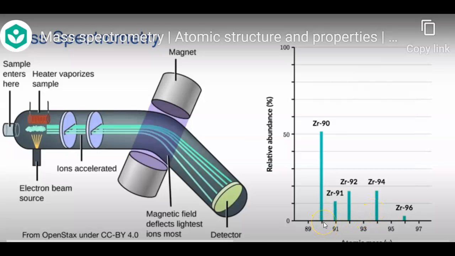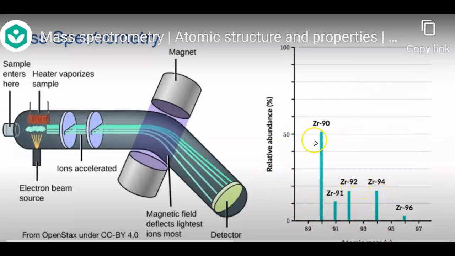The zirconium-90s would have been deflected most because they're the least massive, and the zirconium-96s would have been deflected the least because they're the most massive. And the height of these peaks represents how many of those particular ions hit the detector, or what their relative abundance is. So what this graph is telling us is that zirconium has 1, 2, 3, 4, 5 isotopes that weigh 90, 91, 92, 94, and 96, and that have a percent abundance of 51, let's say, 10 or 11, 17 or 18, and so on and so forth.